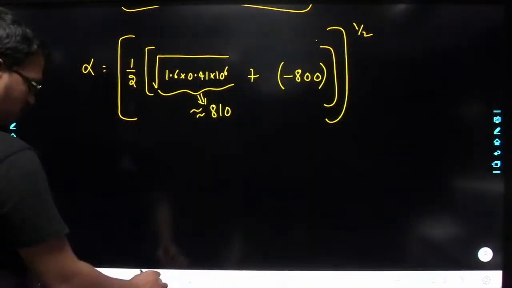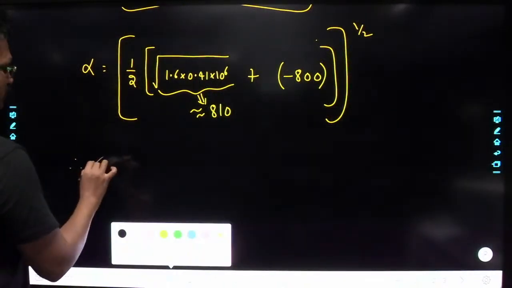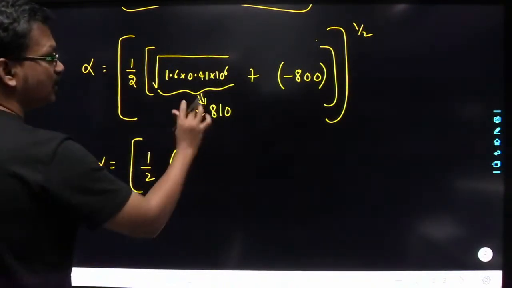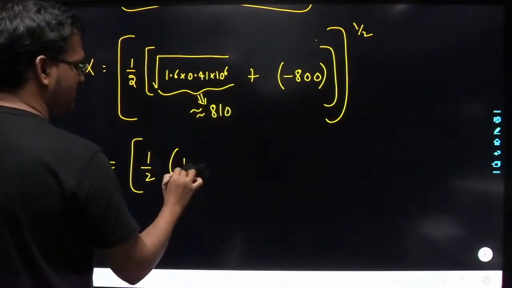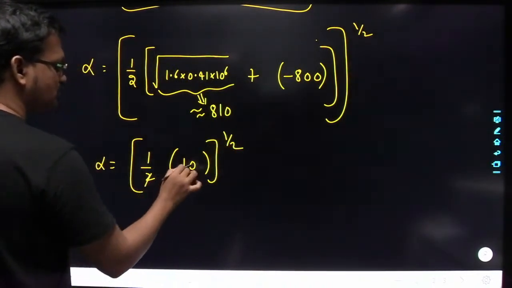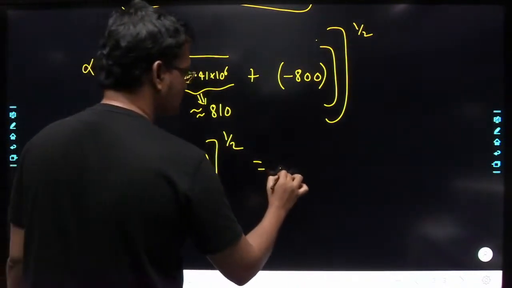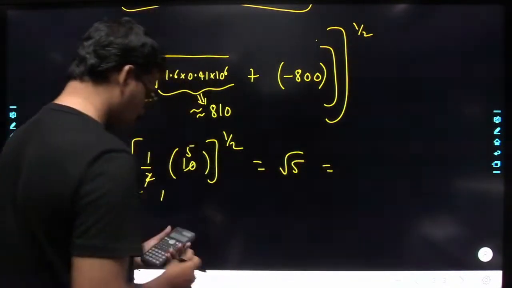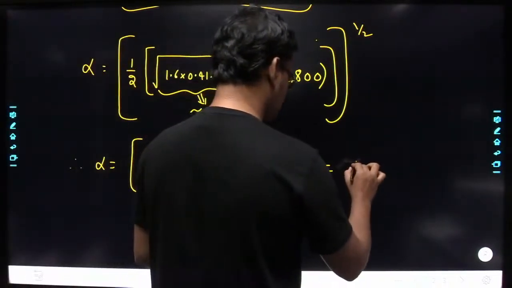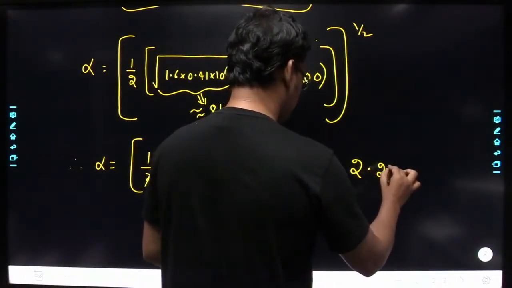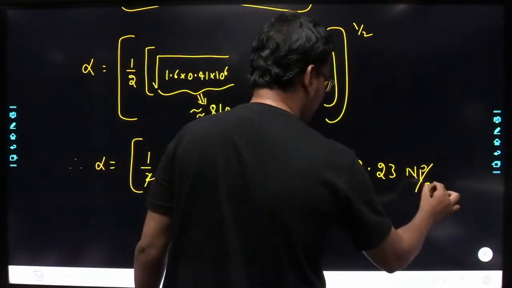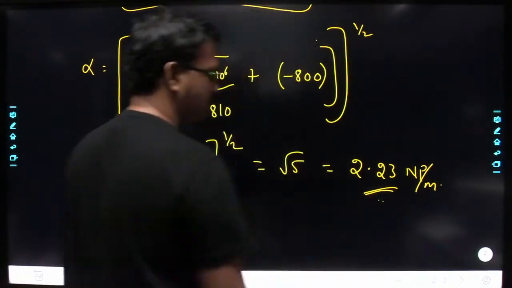So therefore alpha is equal to 1 by 2 into 810 minus 800, that is 10, right? So whole to the power of 1 by 2. So 2 ones, 2 5s. So what you are going to get? Square root of 5. What is square root of 5? Square root of 5 is 2.23. So you will get 2.23 Nepers per meter.